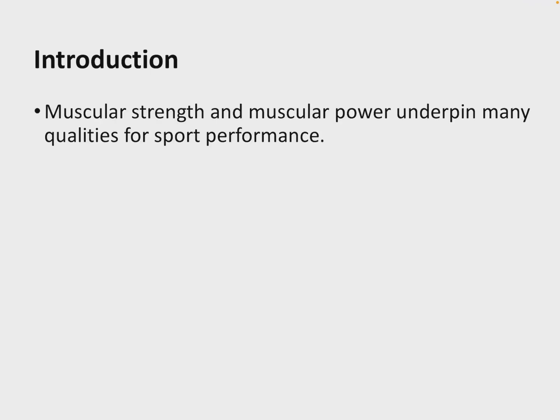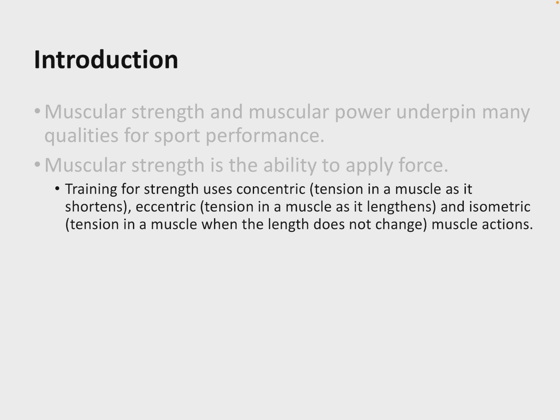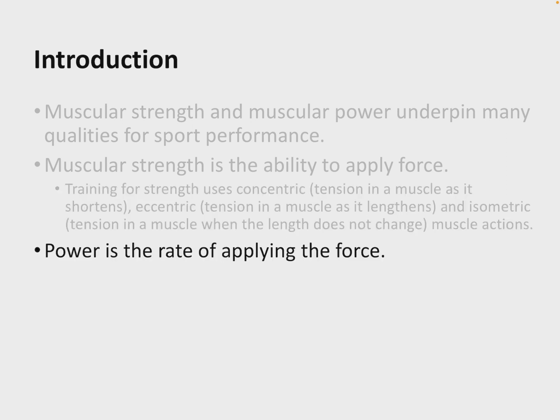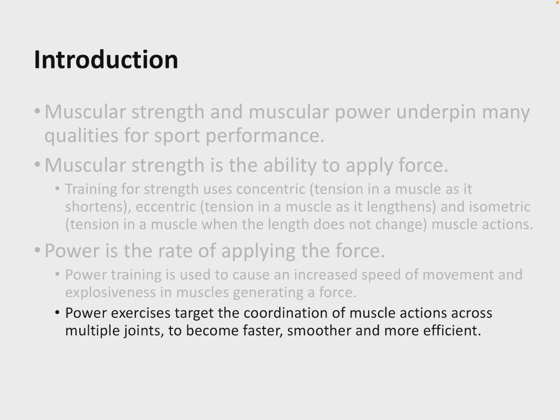Muscular strength and muscular power underpin many qualities for sport performance. We know that muscular strength is the ability to apply force. Training for strength uses concentric, where the muscle is shortening, and eccentric, where the muscle is lengthening, and isometric, where the muscle is not changing length. All of those muscle actions. Power is the rate of applying the force. Power training is used to cause an increased speed of movements and explosiveness in muscles generating a force. And power exercises target the coordination of muscle actions across multiple joints. And they do so to become faster, smoother, and more efficient.